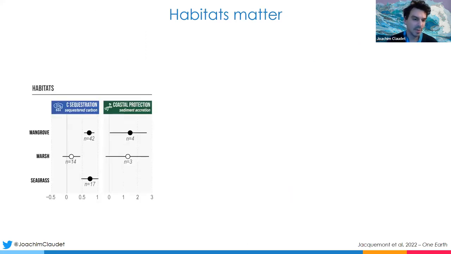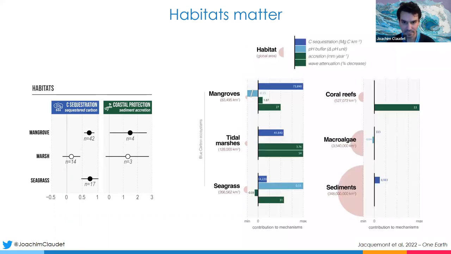Now, going a little bit deeper on the meta-analysis, we were able to show and to say that habitats matter. So as we touched on a little bit before, in terms of carbon sequestration, it works in mangroves, in seagrass, and not in salt marsh. And for coastal protection, we were able to see the same thing. So more accretion in mangroves that are conserved compared to those that are impacted. And it was not the case for salt marsh.